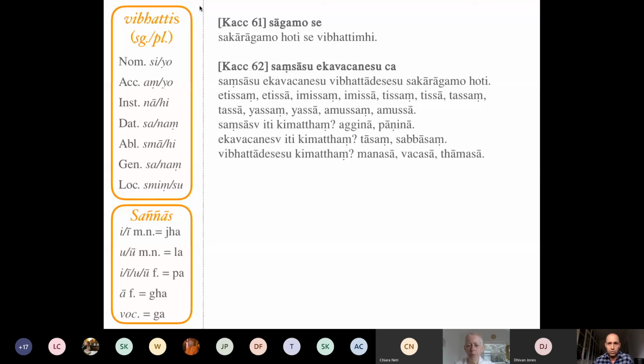Kaccāyana 61, Sagamo se. Kaccāyana 62, Samsasu ekavachanesu cha. You can already see the cha, which is usually a flag telling us that maybe there is anuvutti here. Indeed, there is anuvutti here.